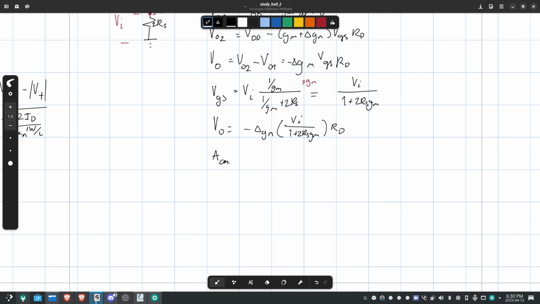Now your ACM, your common mode amplification of, what is it? Yeah, the difference is going to be minus delta GM. You just move over the VI, right? RD over 1 plus 2 RS GM. And that's your common mode amplification.